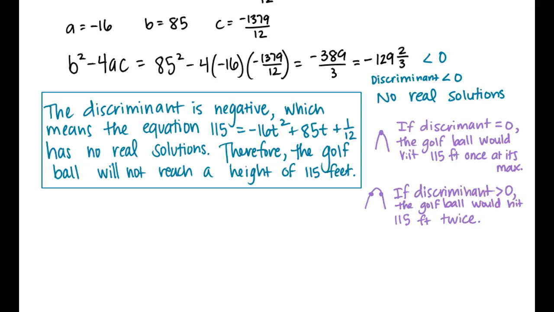What if the discriminant was equal to 0? Well, if the discriminant was equal to 0, the golf ball would hit 115 feet once at its max point. What if the discriminant was greater than 0? Well, if the discriminant was a positive number, then the golf ball would have hit the height of 115 feet twice. So those are the three possibilities for this given situation.